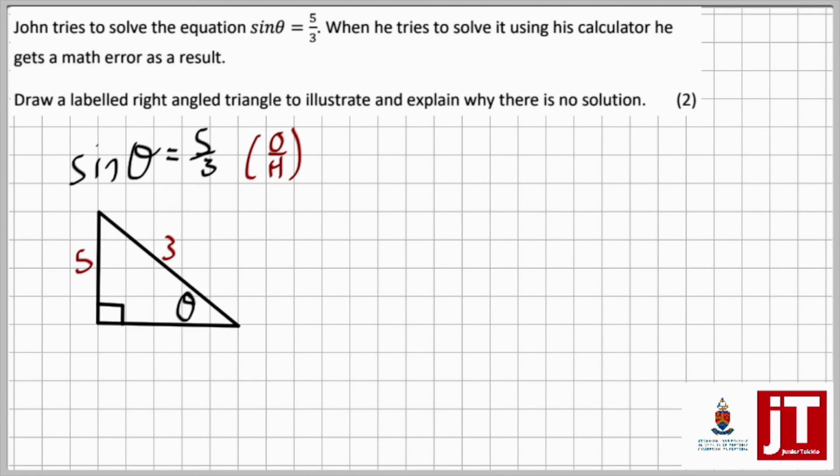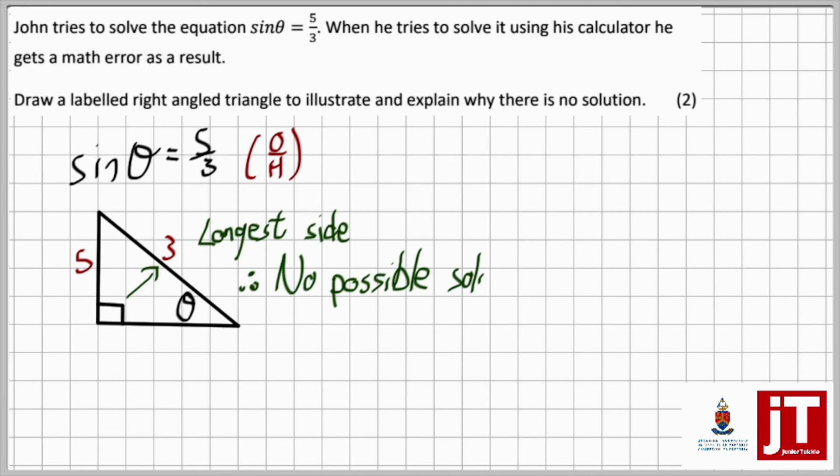Are a few alarm bells beginning to ring in your mind? Well, in my mind there are, because if I look at this, the opposite side is longer than the hypotenuse. But the hypotenuse must be the longest side. So does it make sense? No! The hypotenuse must be longer. Therefore, there is no possible solution for this equation.